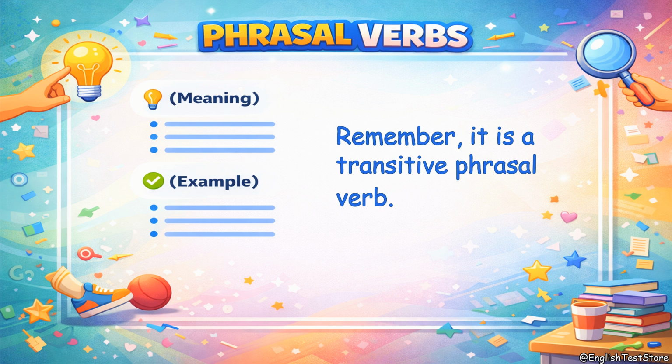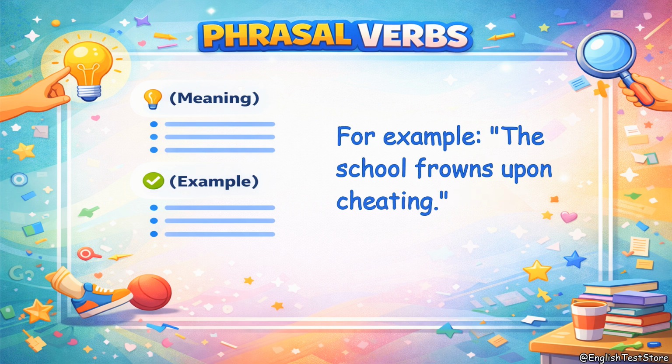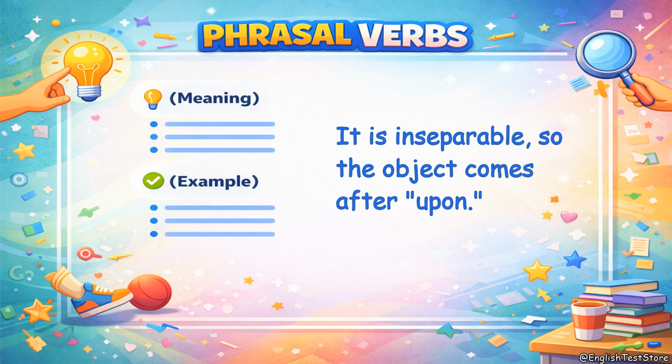Remember, it is a transitive phrasal verb. You say frown upon someone or frown upon something. For example, the school frowns upon cheating. You cannot say frown someone upon. That is wrong. It is inseparable, so the object comes after upon.